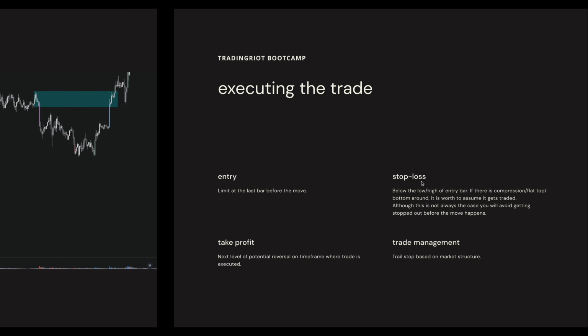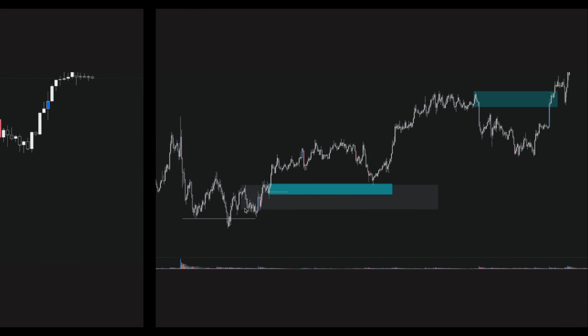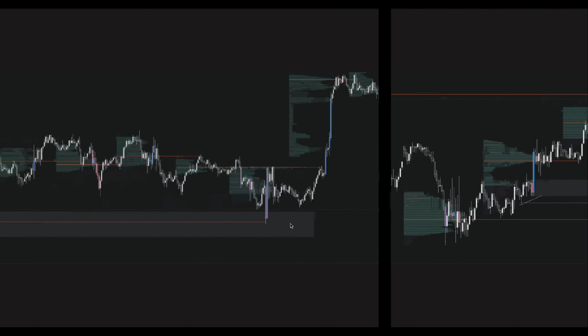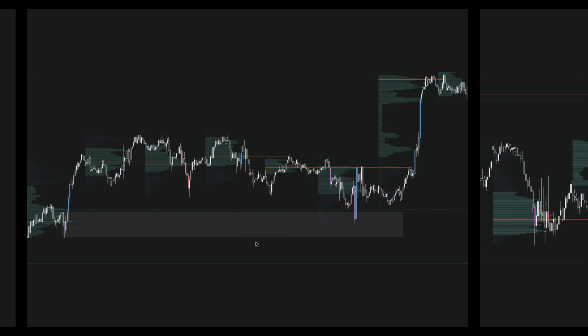Your stop loss is below the low or high of the entry bar. Sorry, there is a mistake here. It's not the entry bar, it's the cluster bar: below the high or low of the whole structure. Basically, for something like this, you would use this last down bar, or I use the bars with high volume, so the move down on high volume.